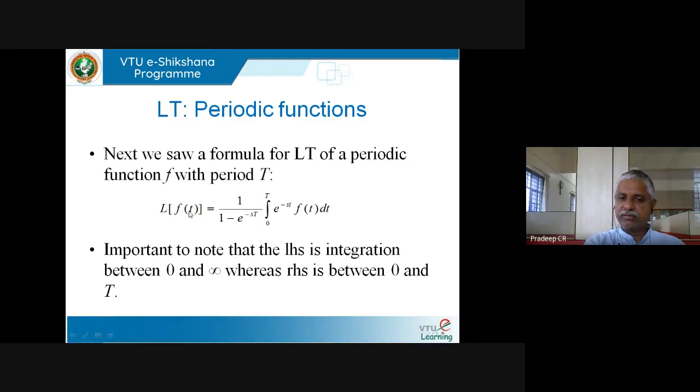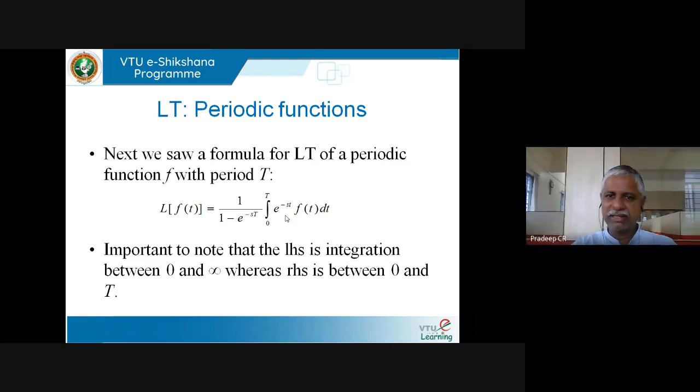So the Laplace of f(t) for a periodic function f with period T is 1 by 1 minus e^(-sT) into the integral of e^(-st) f(t) dt, with integration limits from 0 to T. I will not show more examples because I think I've shown you enough examples last time.